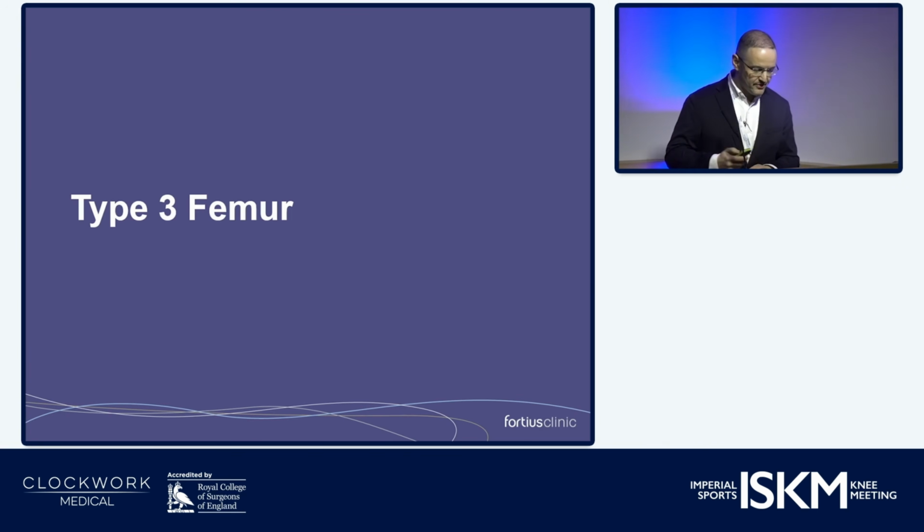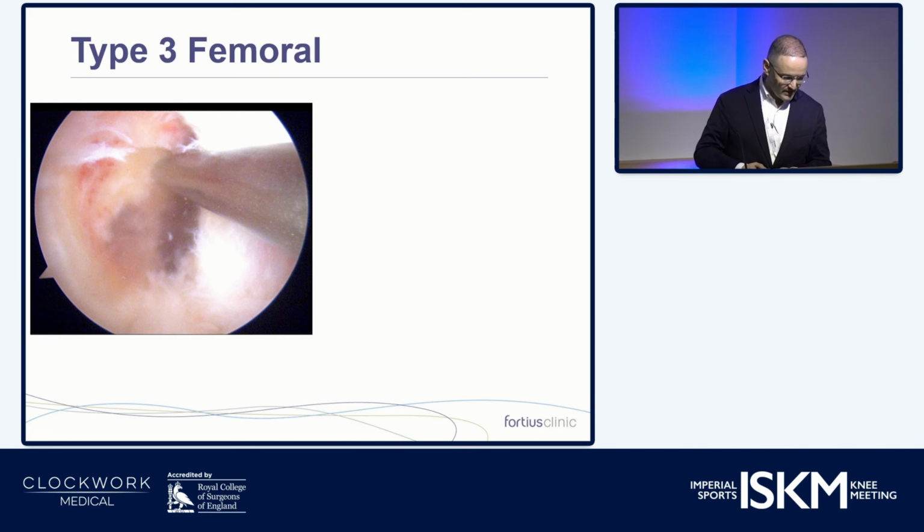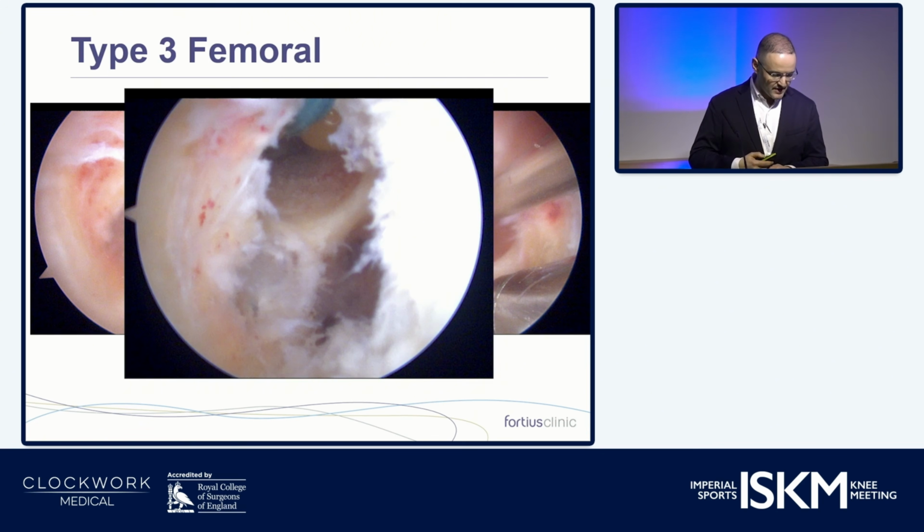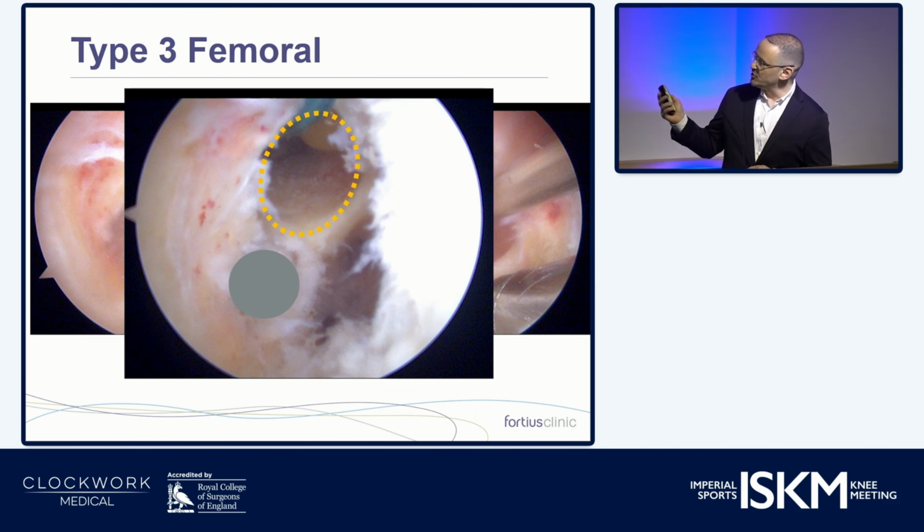Looking at a type 3 femoral tunnel, excuse the slightly blurred image, but here you can see our new tunnel leaves a 2 millimeter, 1.5 millimeter bone bridge, and we're able to, again, make a new separate tunnel and ignore the previous tunnel.